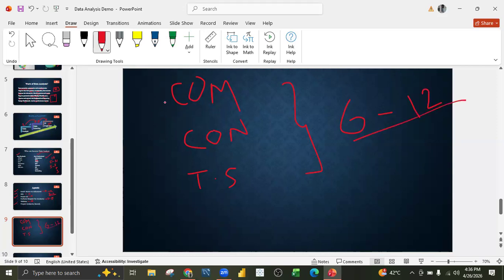But if you have average skills, for example, you are average in communication but you have a good confidence level as well as technical skills, then your package will be from 3 to 7 LPA. Based on how you perform, your package is decided. So in this way, the packages are decided.